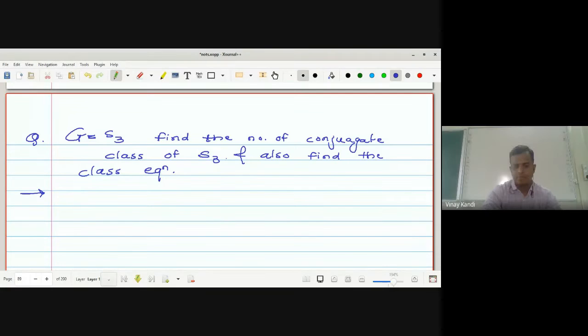Look at the question. G is equal to S3 and we have to find the number of conjugacy classes of S3, and also we have to find the class equation. What is the number of conjugacy classes? That is the number of orbits we have to find, and also find the class equation. That means we also have to find the number of elements in each orbit.